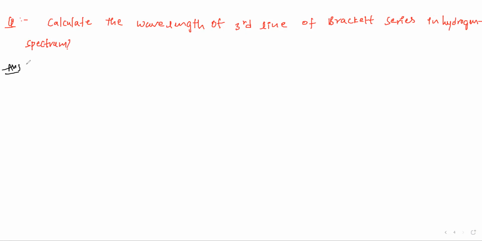For that answer, the n1 value, what is that? N1 and n2. The Brackett series n1 value, what is that, Amma? 4. And n2 for the third line: 4, 5, 6, 7. N2 is 7. Now calculate this one, which is very easy. Already we did the first question according to this one only.